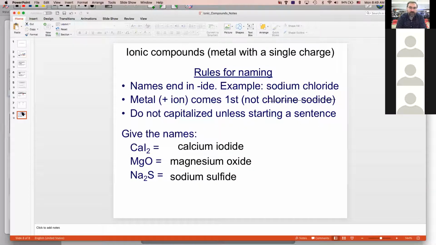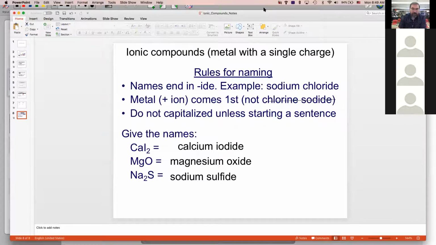But that's also part of the nomenclature trick: anytime you see a compound that ends with "ide," it's typically an ionic compound that is a single salt. So if it's a metal and then ends with "ide," it's an ionic compound as compared to a covalent compound.